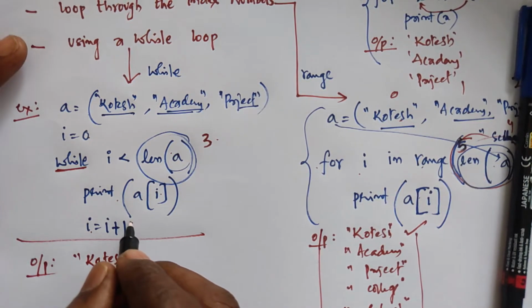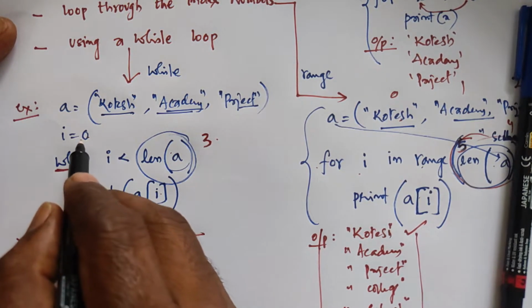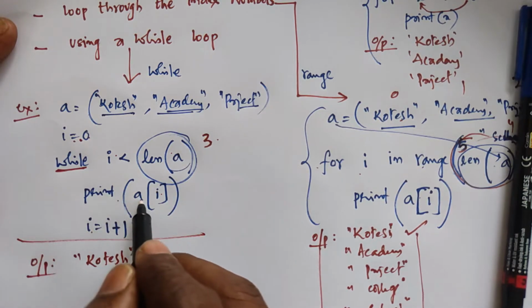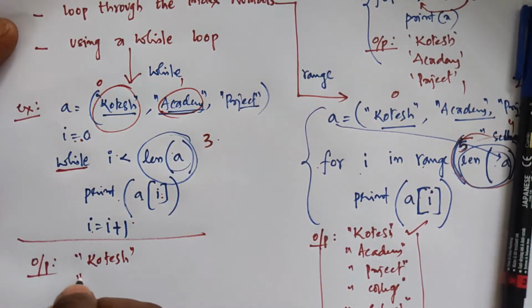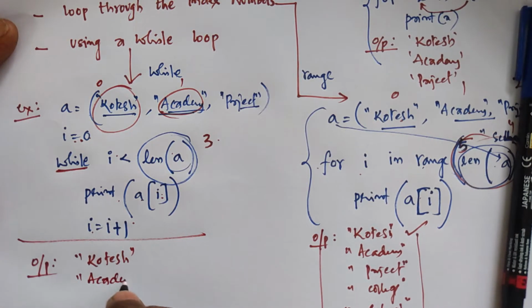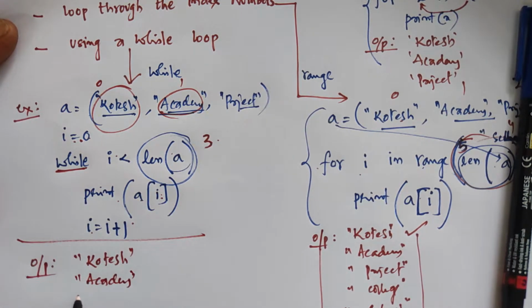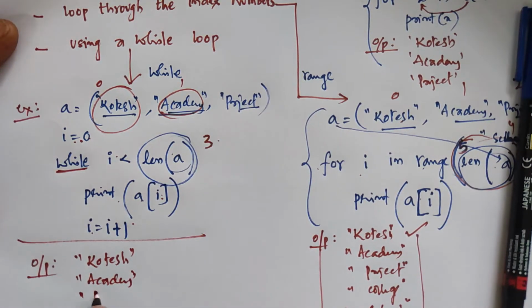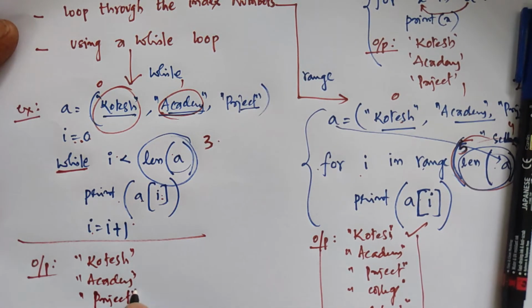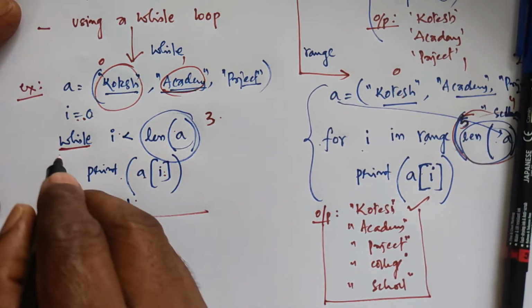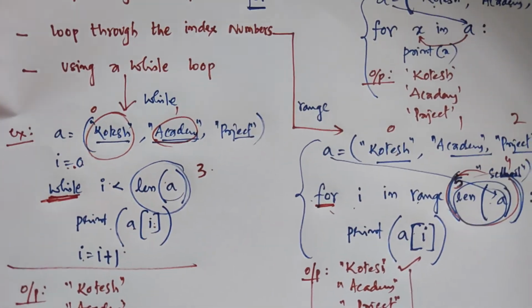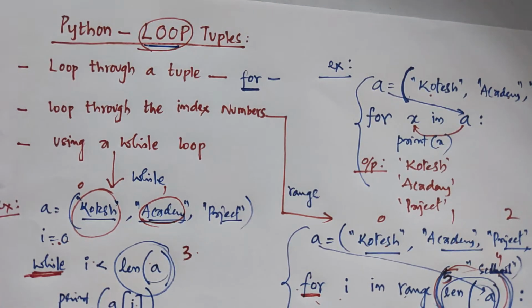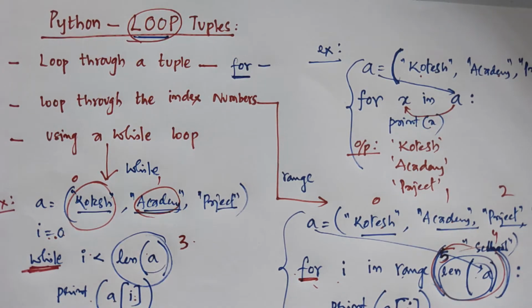Next is I is equal to I plus 1, I value incremented by 1, right now I value is 1. So A of 1 value is academy. Next incremented by 1, that value is project. Like that step by step you can execute the process. That is the actual while loop, this is the actual for loop. This is the actual loop tuple in Python.